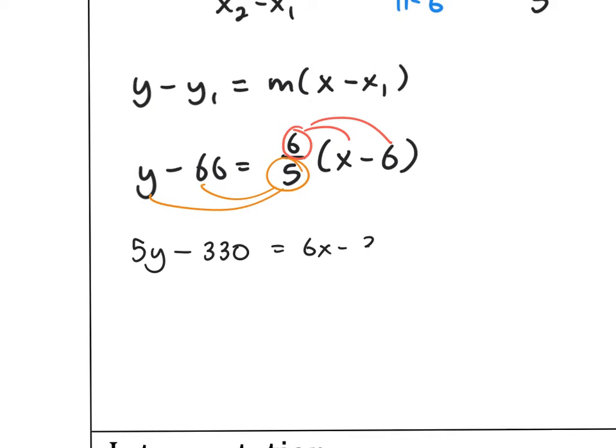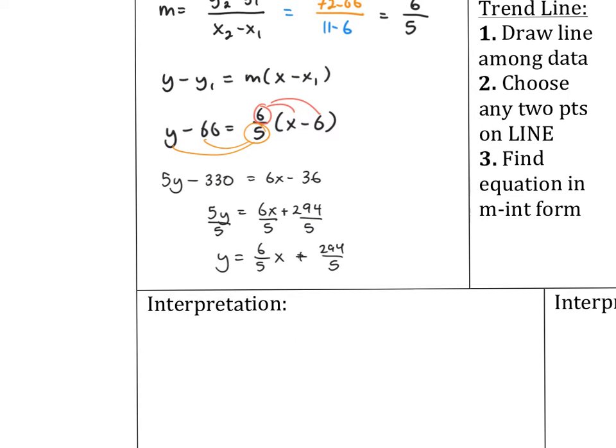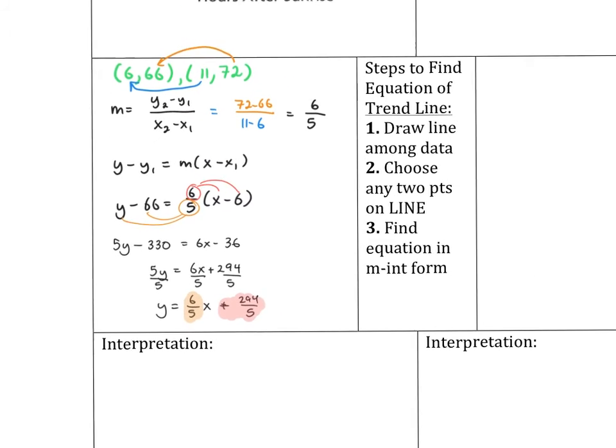Equals 6x minus 36. Now I'm going to add the 330 to both sides. 6x plus 294, and I should have a plus. And now I'm going to divide everything by 5 here. Now, in dividing everything by 5, I get some fractions that seem awkward. Now, I can leave this in fraction form, 294 over 5. But let's interpret this, because each one of these has a nice interpretation. The 6/5 means something, and the positive 294 over 5 means something.